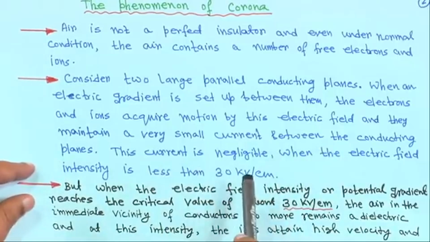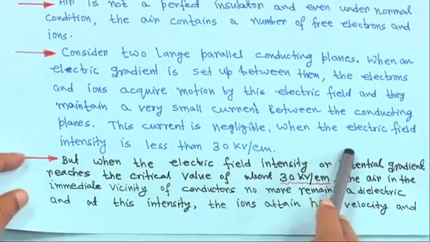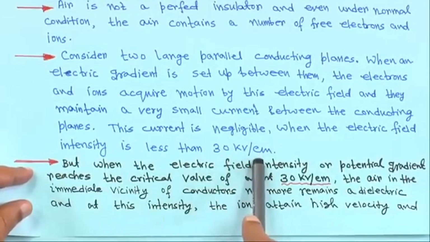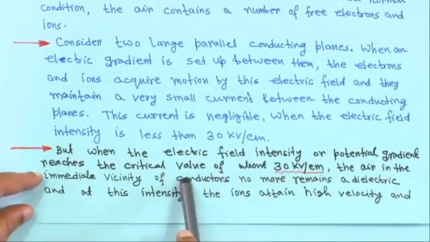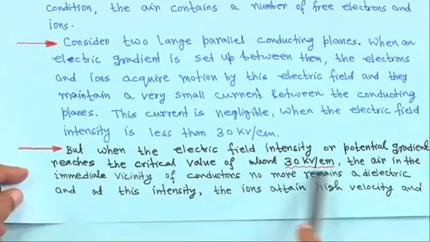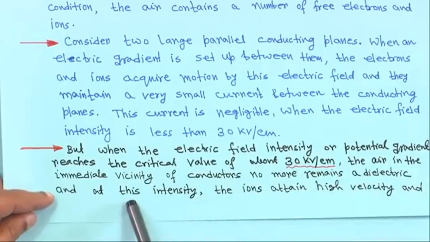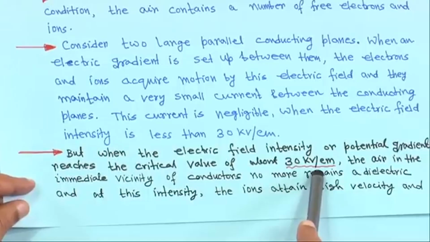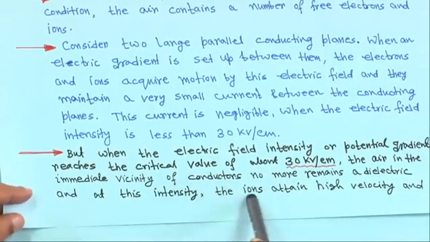The current is negligible when the electric field intensity is less than 30 kilovolt per centimeter, that is, if the potential gradient is less than 30 kV. So this current is very small. But when the electric field intensity or potential gradient reaches the critical value, say 30 kV per centimeter, the air in the immediate vicinity of the conductors no longer remains a dielectric at that intensity.